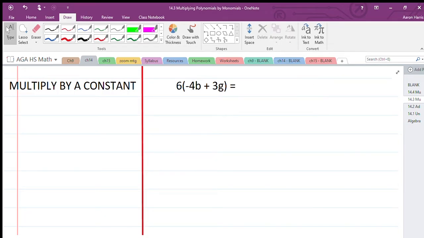Okay, so here we go. We're just going to multiply a constant into some parentheses, which is a polynomial. Right here we have a binomial, okay? Pretty simple and straightforward. It still follows our 4 steps, which is simplify slash combine like terms, okay?